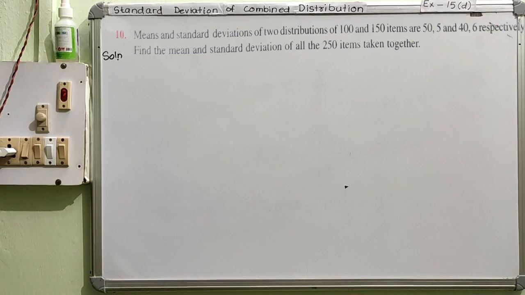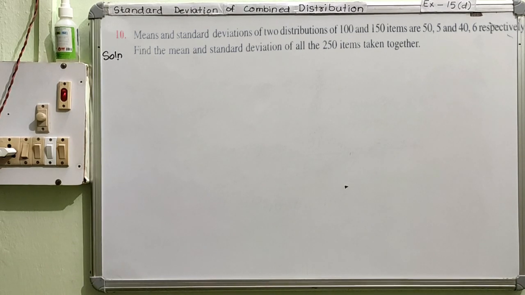The means and standard deviations of two distributions of 100 and 150 items are 55 and 46 respectively. So here what we understand from the first sentence is that the question says we have two sets of data. In the first set of data we have 100 elements, the n1 value is 100, and in the other set of data we have n2 as 150.